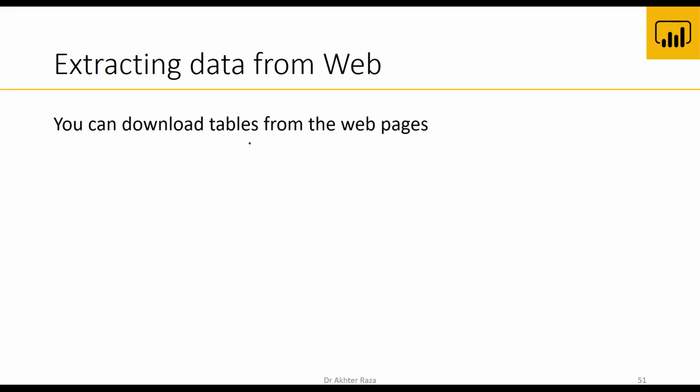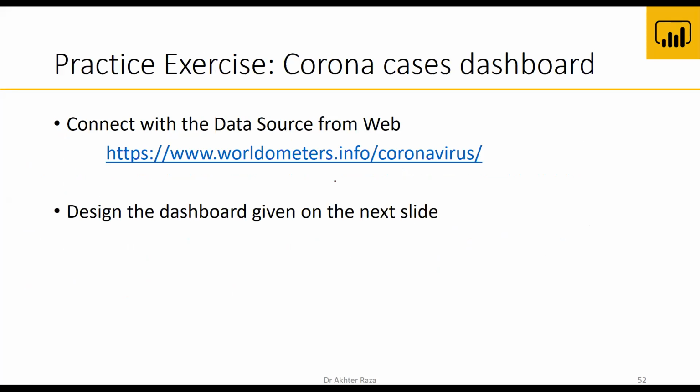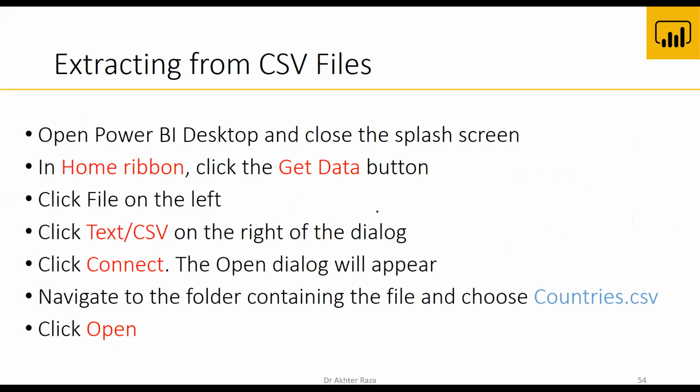Now extracting data from web, we did this practice last time. You have the coronavirus file you have downloaded. So I'm skipping these 2 slides. This is the practice from a CSV file. So you have to click on get data, then click on text CSV and then connect. This file is there, countries CSV, and you can see the names of the countries will open.